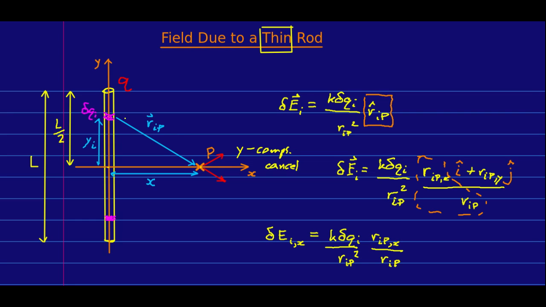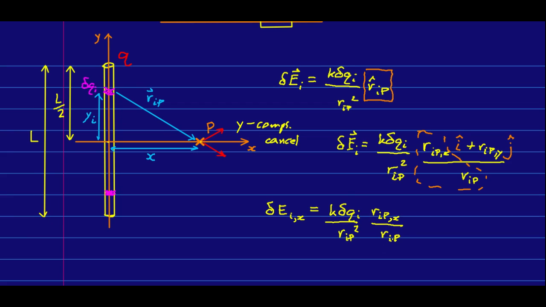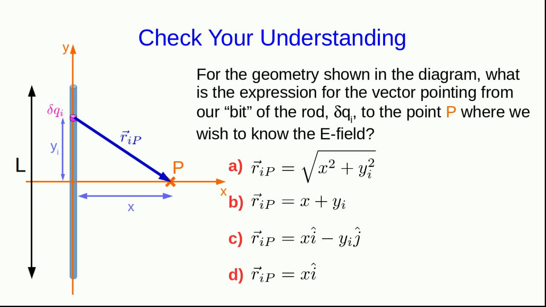so to proceed, we need the r_iP vector so that we can get its magnitude and we can get its x component. And I'm going to have you do that part. So as usual, if you're in the course and you're doing this through Moodle, then Moodle will ask you this question. Even if you aren't, you should try and come up with an answer to it before you go on to the next part of the video lecture.